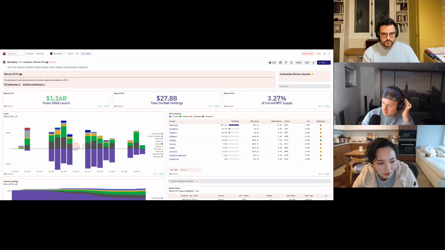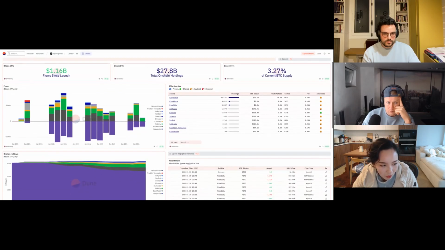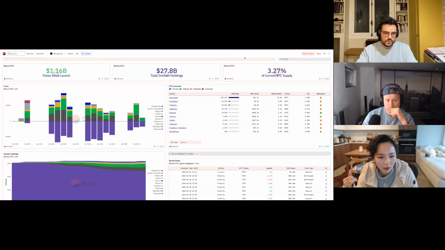This flow chart though, it seems like Grayscale is all outflow and all the others are inflow. Does that mean the others are all buying in, and Grayscale is selling pretty heavily already?